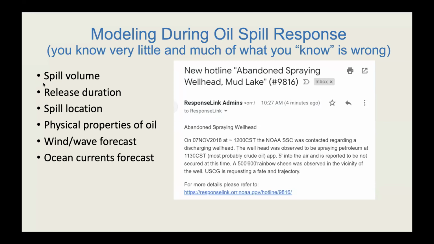So when you actually have to do some modeling during a spill response, we like to say you know very little and much of what you know is wrong. On the slide here is a little example from, I think, about a year ago, and this is the typical information we'll get at the beginning of a spill. We'll know that there is a discharging wellhead. It was observed to be spraying petroleum. Do we know what kind? Who knows? Maybe a crude, probably not. And that's really all the information we tend to have.